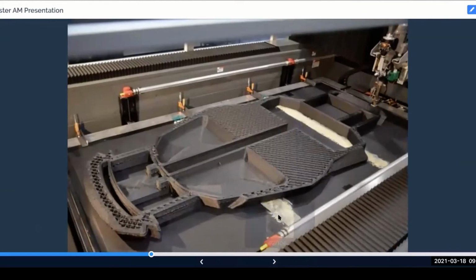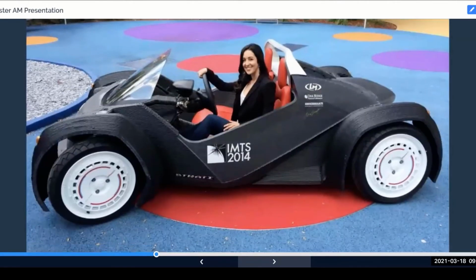And so again, normally I would say, anybody know what this is? The answer is, this is the start of this, right? This is Cincinnati Industrial's first machine. They printed out this car. This is at the IMTS show in 2014. They started the car on Thursday. The whole body of the car is printed. And on Saturday, they were driving it around the IMTS show. So kind of crazy how quickly you can make this stuff happen.